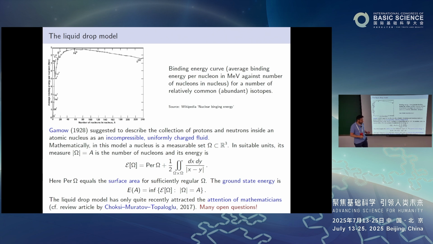Given now any possible shape that we have, we want to define the energy. And what's the energy? Well, there is the perimeter and there's the Coulomb repulsion.